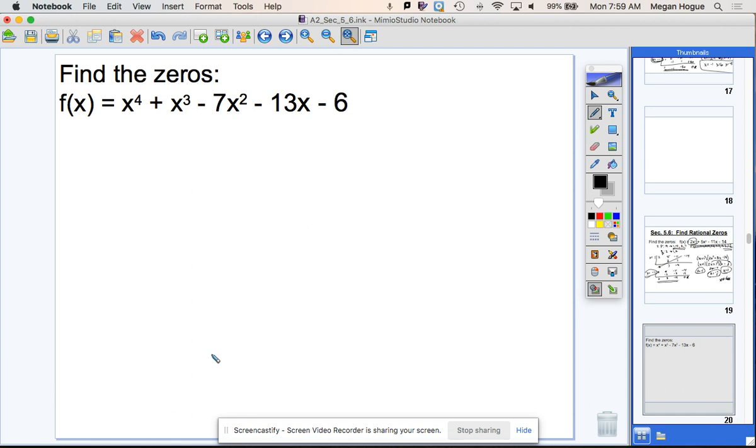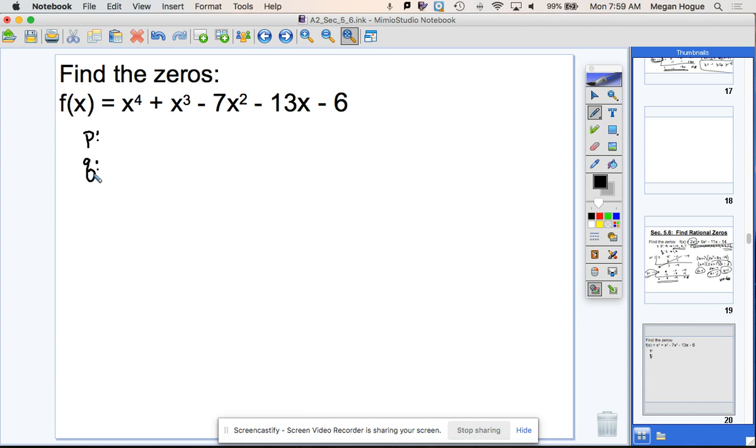We're still going to be able to start the same way, doing our P and our Q. Again, we won't worry about the actual list. So we've got x to the 4th plus x to the 3rd minus 7x squared minus 13x minus 6. We're not going to have anything that's really harder. We're just going to have to be persistent.